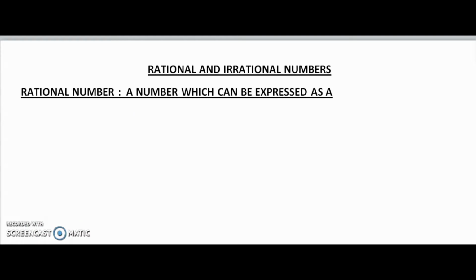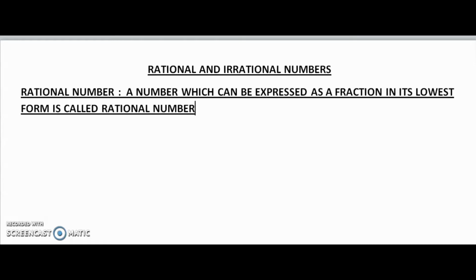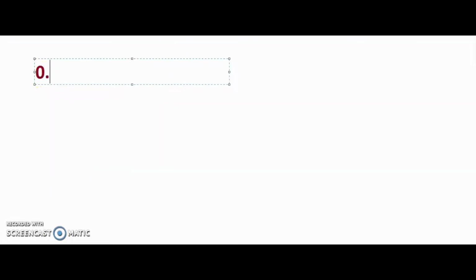a rational number. A number which can be expressed as a fraction in its lowest form is called a rational number. A number which can be expressed in fractional form or p by q form. Okay, example 0.5. We can write 0.5 as 5 by 10. In the lowest form it is 1 by 2, as we are able to divide it by 5.